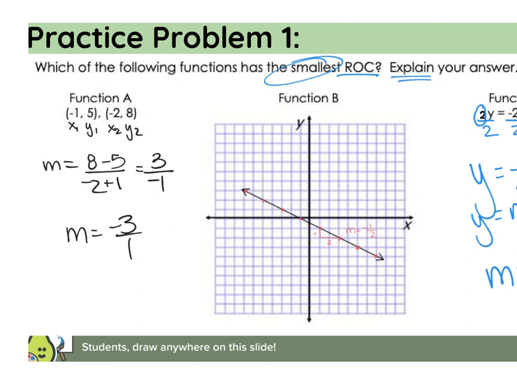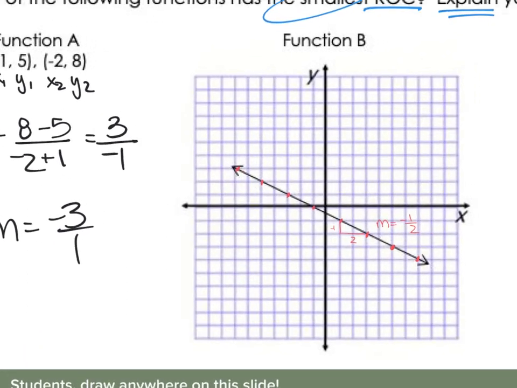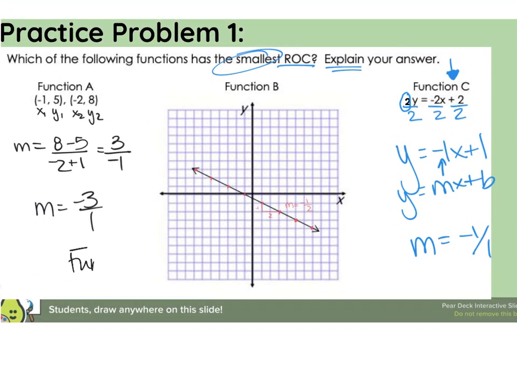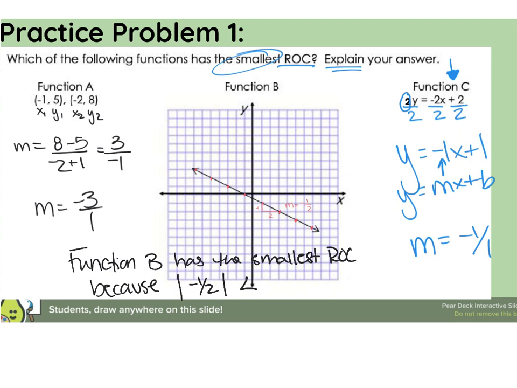Which function has the smallest rate of change? So that would be the fraction, function b. So the answer, function b, has the smallest rate of change because the absolute value of negative 1/2 is less than the absolute value of negative 3 and the absolute value of negative 1.